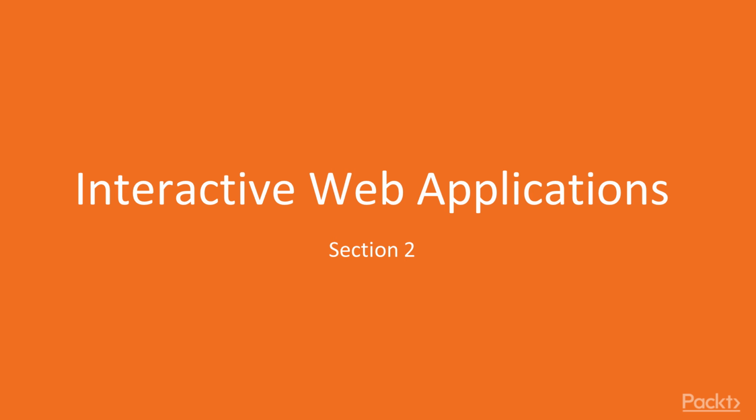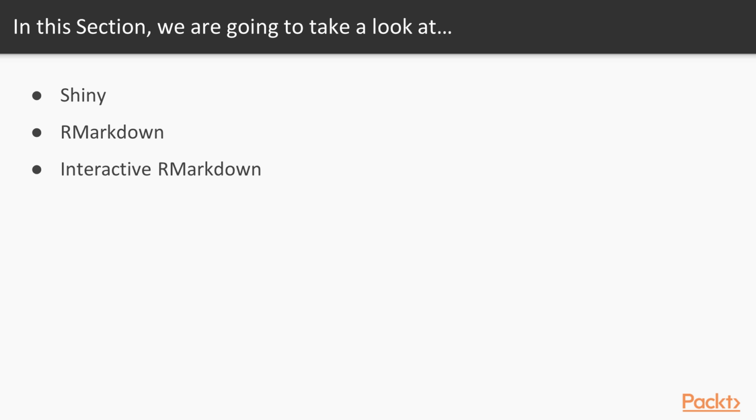Hi, and welcome to Section 2, Interactive Web Applications. In this section, we show how to create interactive web applications with Shiny, as well as dynamic reports with R Markdown. There are 3 videos in this section.